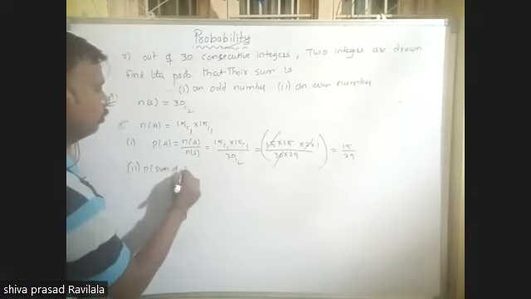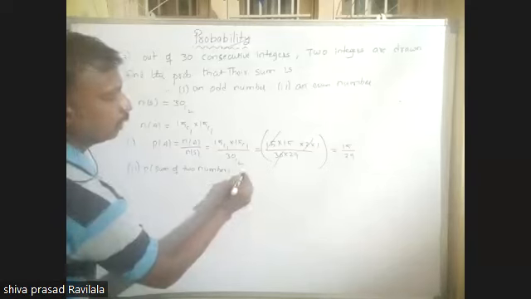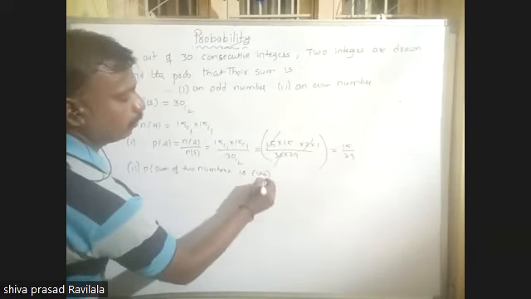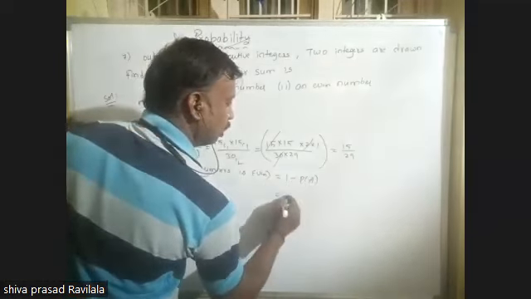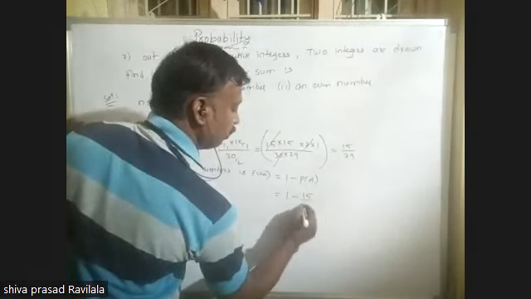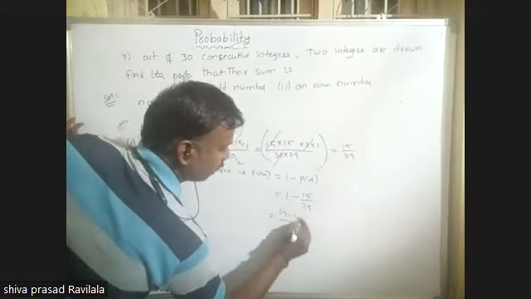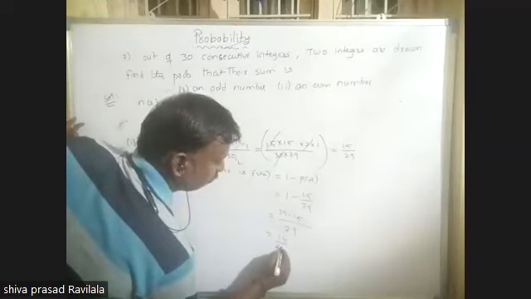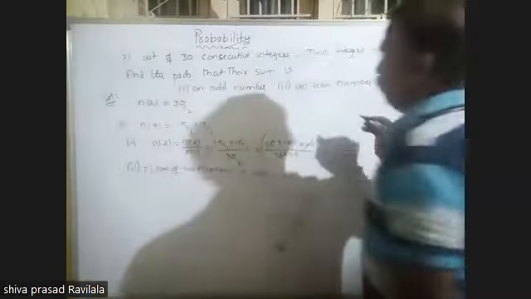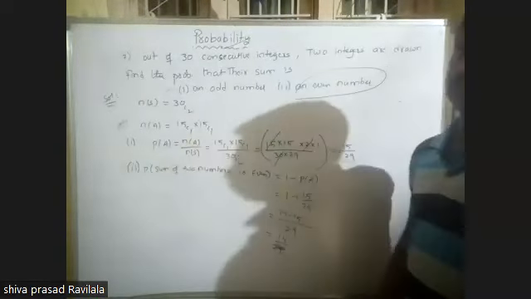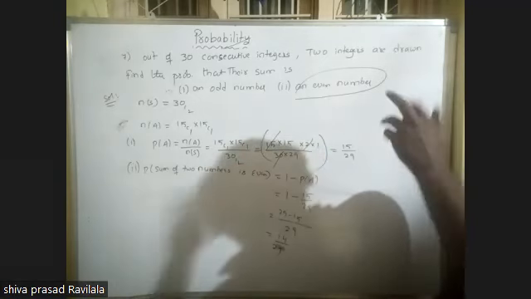The probability that the sum of 2 numbers is even is equal to 1 minus the probability of A complement, 1 minus 15 by 29. Taking the LCM, 29 minus 15, your answer is 14 by 29. And observe here, probability of getting an even number means you should take 2 numbers from even or you should take 2 numbers from odd.